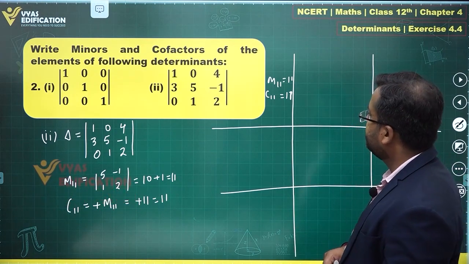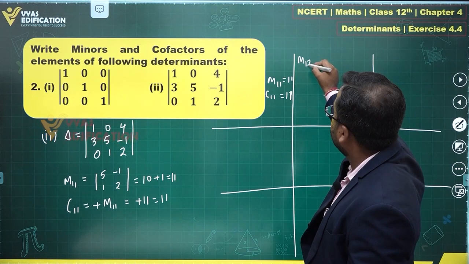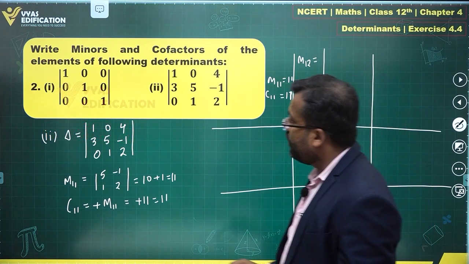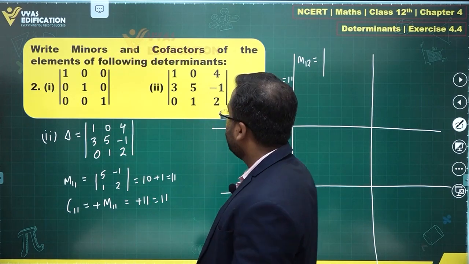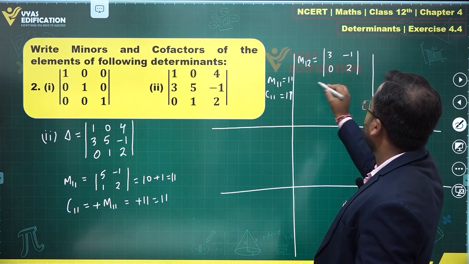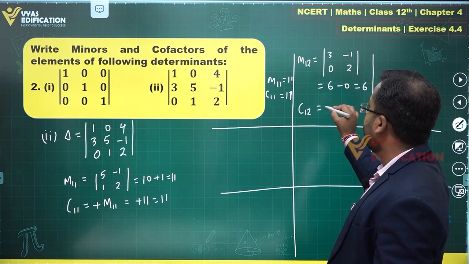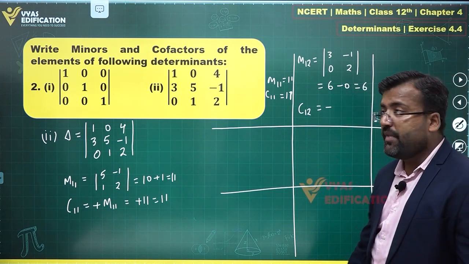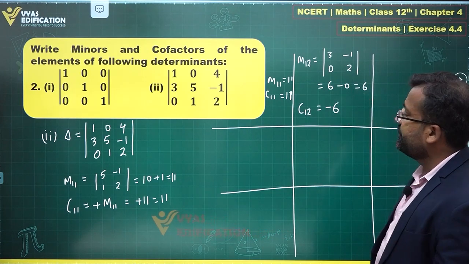Next. Let's solve M12. M12, the determinant, will be equal to what? The value of the minor can be found by eliminating this and this. And you get 3, 0, minus 1, 2. The value will be 6 minus 0, which is simply 6. C12 can be found easily. It will have an extra minus 1 power 3. That will be minus 6. Yes, this is what you'll have.